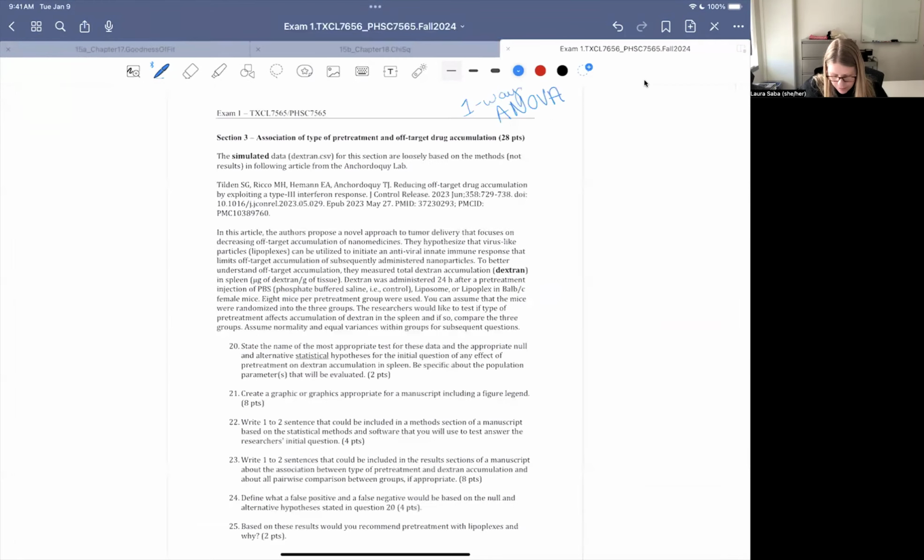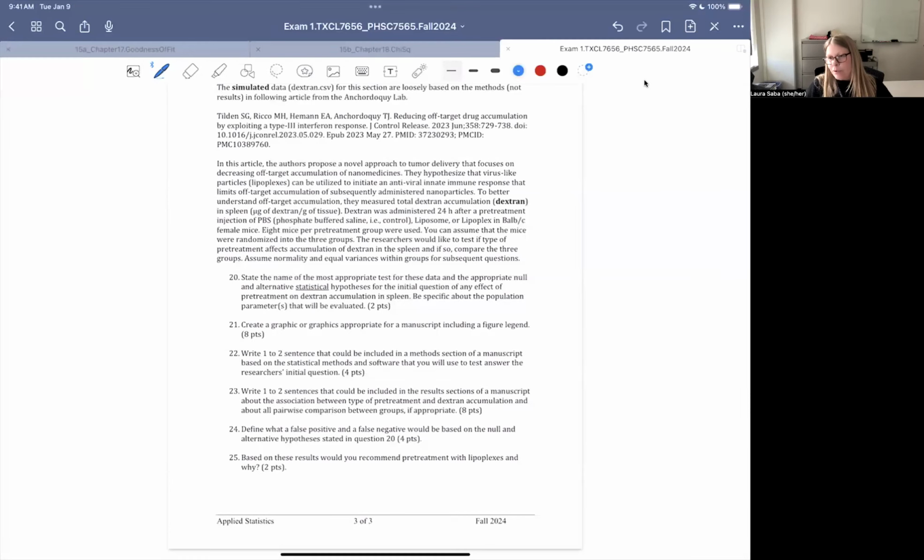The last question of the test is, based on these results, would you recommend pretreatment with lipoplexes, and why? Everybody got full points there if you provided an answer. I wasn't looking for necessarily a yes or no. I was just looking for how you rationalized your answer there.